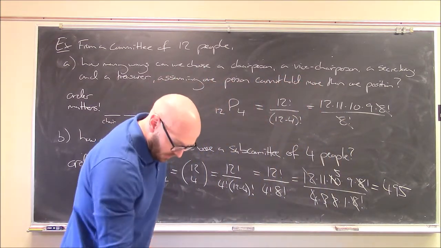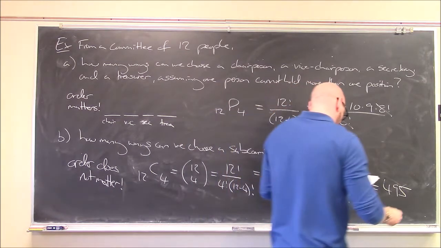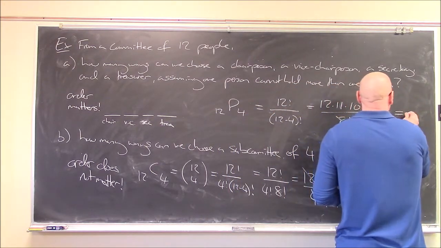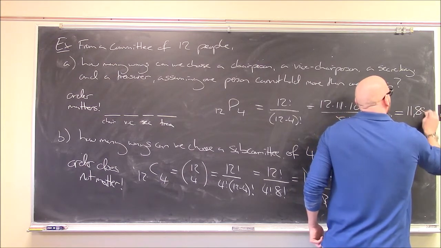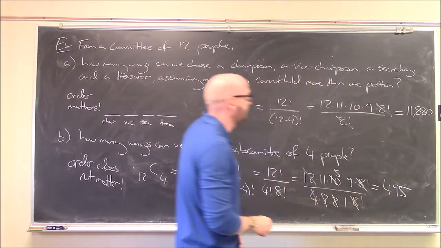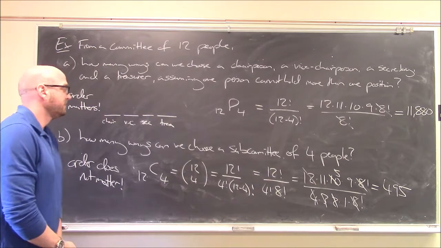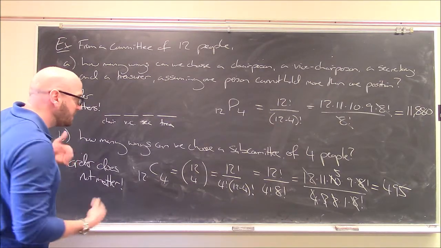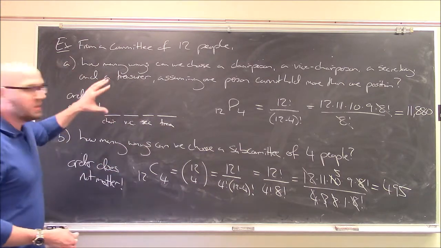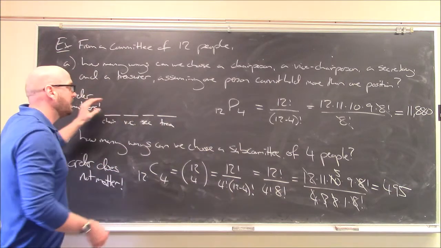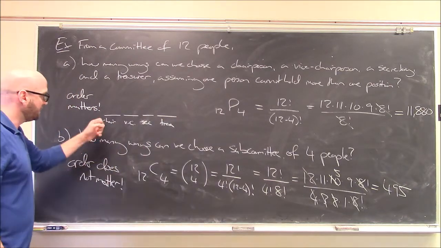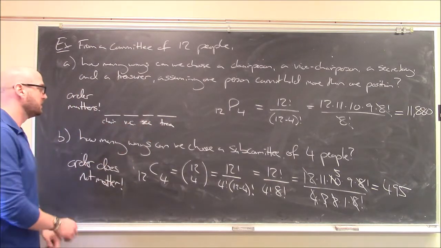That's a pretty big number. This works out to be 11,880. Right? We should expect it to be bigger because I'm doing 2 things here. I'm taking how many ways can I choose 4 people, and then once I've got my choice of 4, how many ways can I rearrange them all? How many ways can I permute them all into chair, vice chair, secretary, and treasurer?